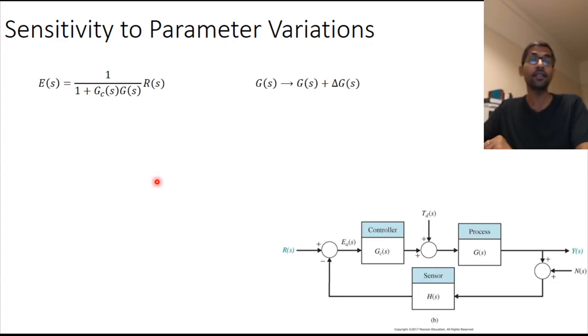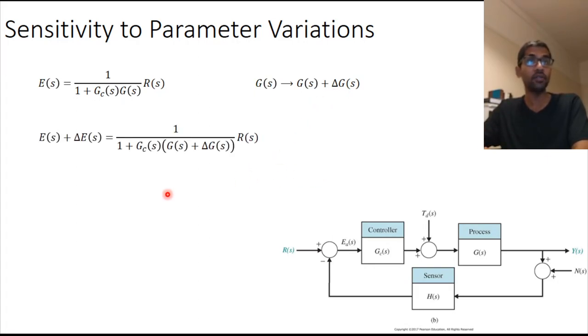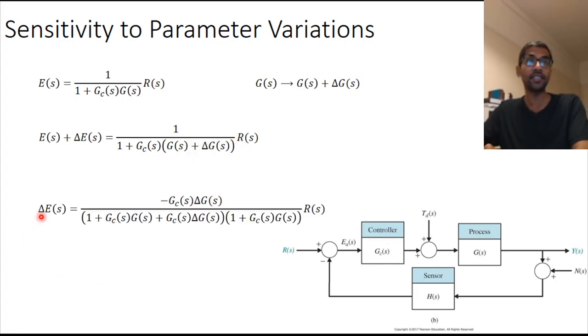Now, let's say over a period of time, because of wear and tear, the process transfer function changes from G to G plus delta G. Okay, so there is a small change in the process transfer function. So what is the error going to become? Now you can substitute G plus delta G instead of G here, as I've done here, and then you can evaluate delta E. What is going to be the change in error as delta G changes?